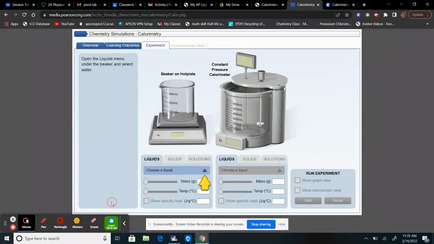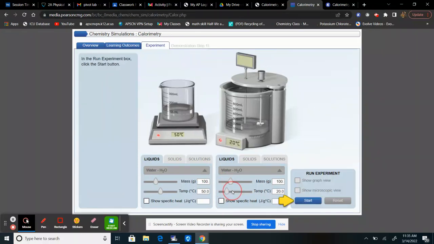So follow the step-by-step procedures. They make it pretty foolproof. They tell you what to measure out over here to the side, and the arrows point on where you're supposed to be at. So we have 2 samples of water, and they are at 2 separate temperatures.